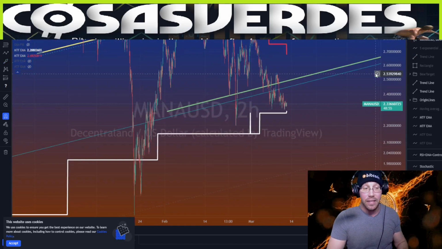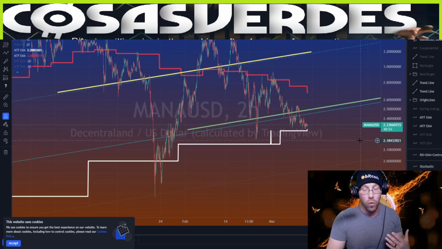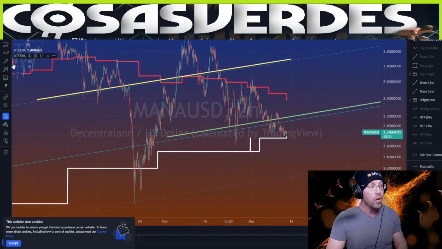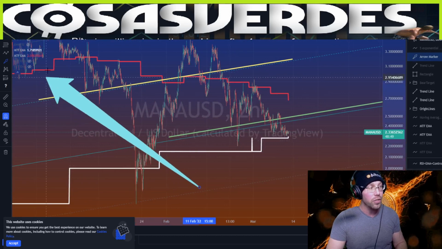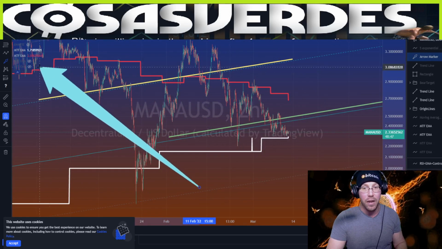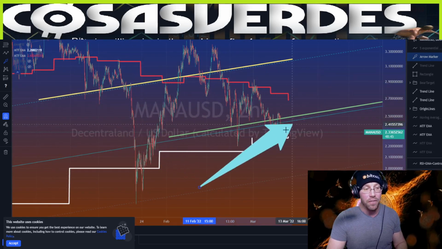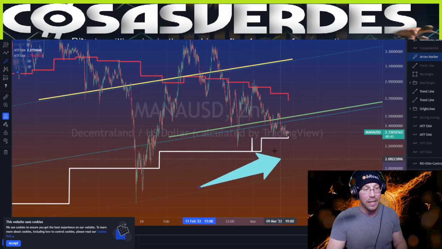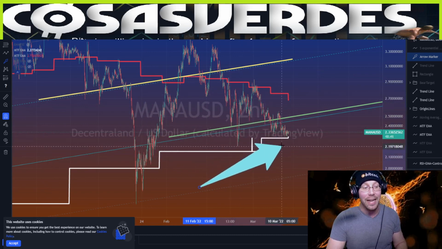And I have an exact target where I think it will go before it gets a significant bounce. However, you need these on your chart using specifically the MTF EMA. You can see up here, you can just search MTF EMA within the indicator section. You need to throw on the weekly 10 and the monthly 10.